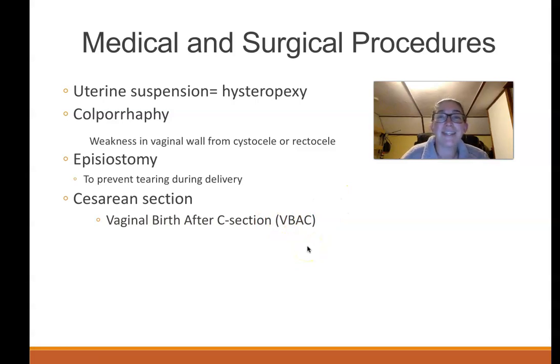So if you have a C-section and then you have a second pregnancy and you want to have a vaginal birth, that is something you have to talk to your doctor about to see if it's a safe choice for you and to see if your hospital supports it.